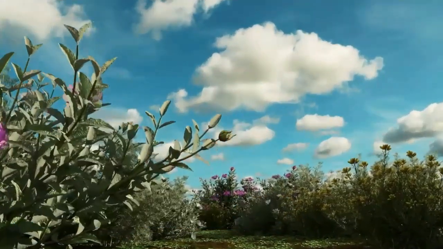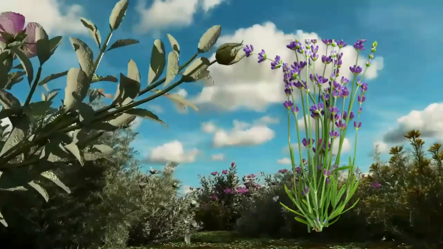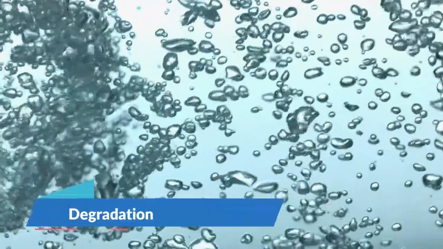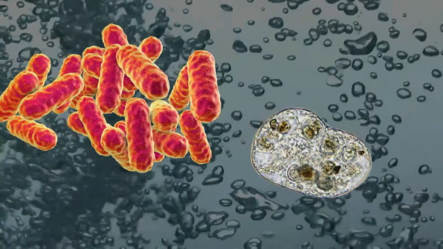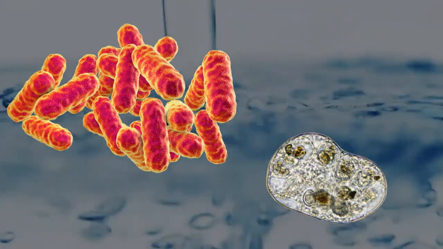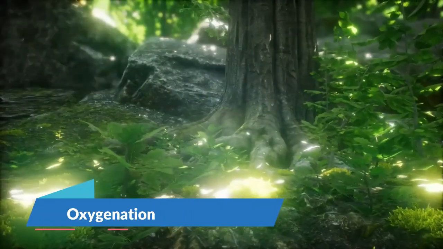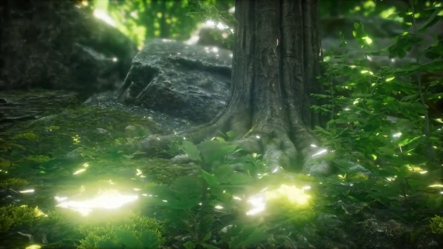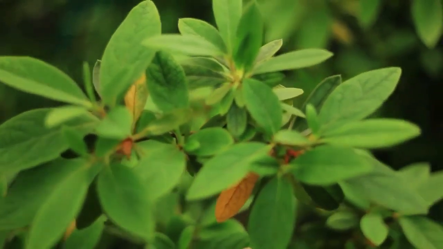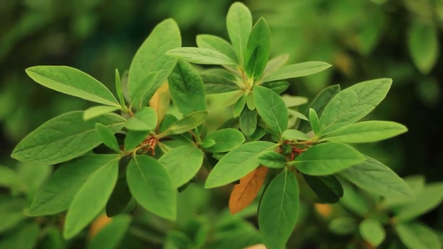Accumulation. Certain plants can accumulate heavy metals in their tissues, effectively removing these toxic elements from water systems. Degradation. Microorganisms that live in symbiosis with plant roots can degrade organic pollutants into less harmful compounds. Oxygenation. Through photosynthesis, aquatic plants release oxygen into the water, enhancing the breakdown of organic materials by aerobic bacteria.